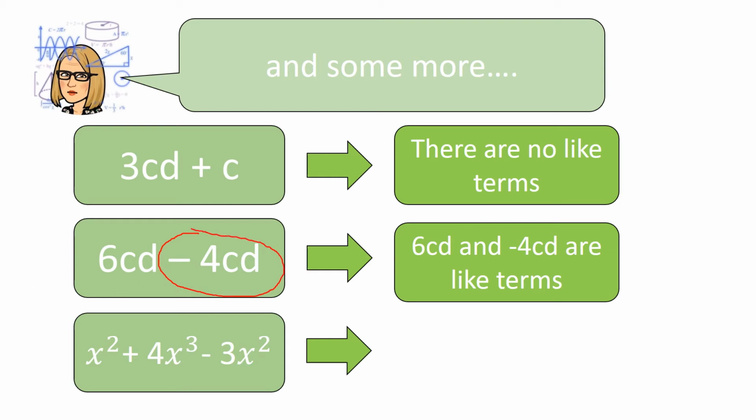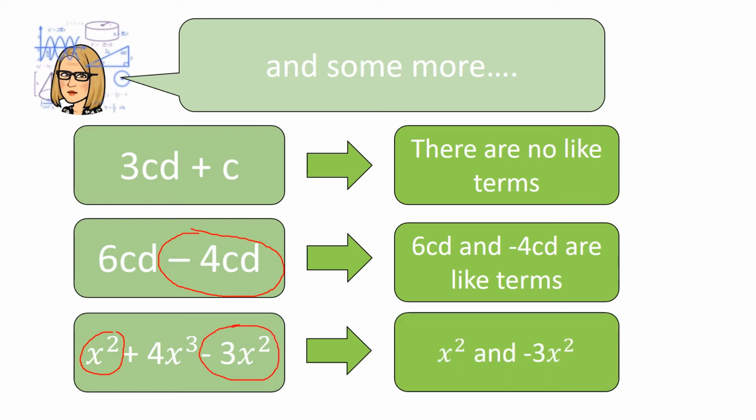Again, don't forget that negative. In the bottom example, I've got x squared plus 4x cubed subtract 3x squared. All of them have got x's in them, but only two of those terms are x squared. So those ones are the like terms. I've got x squared there and negative 3x squared. They're my like terms.